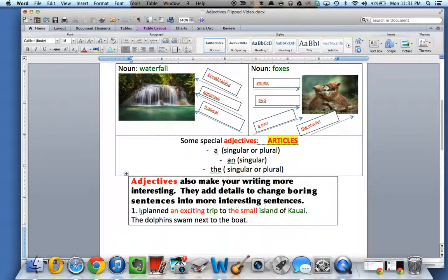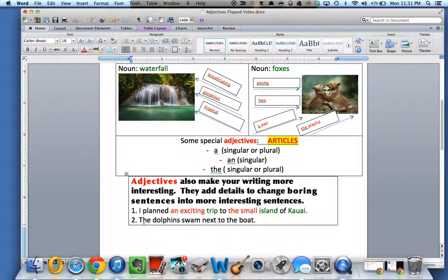I think my sentence sounds good enough, so I don't think I'm going to add anything to this last noun, Kauai. I think I'm going to leave it there. So, I planned an exciting trip to the small island of Kauai. And I hope that you can hear how that sentence sounds more interesting than it did before when it left out all of the words in red, which are our adjectives. Let's try one more.